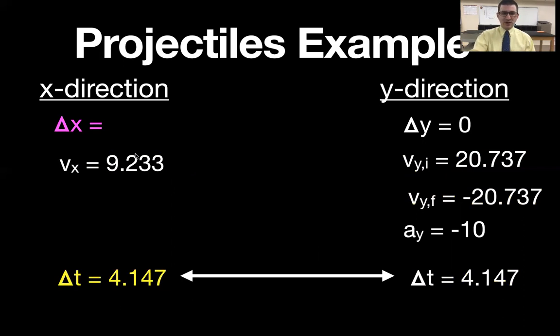So now that I have the velocity and how long it was going for the time, I can just multiply those together and figure out that it went 40.782 meters. And that's going to be the answer to my problem.